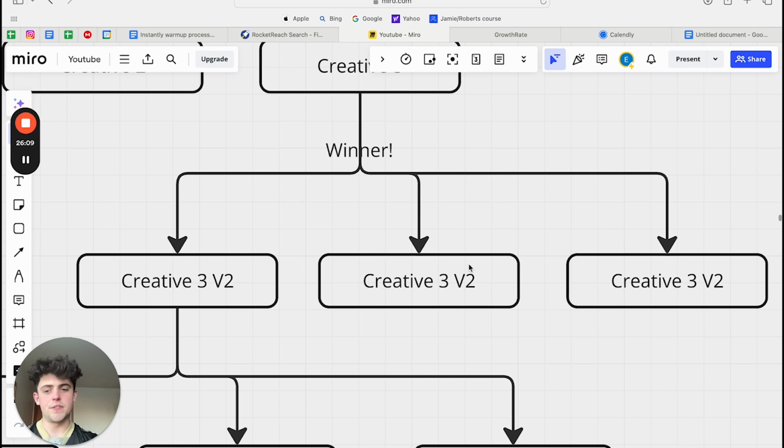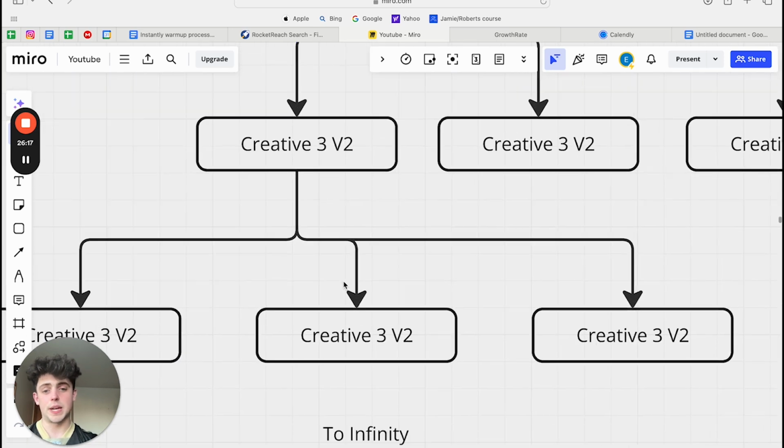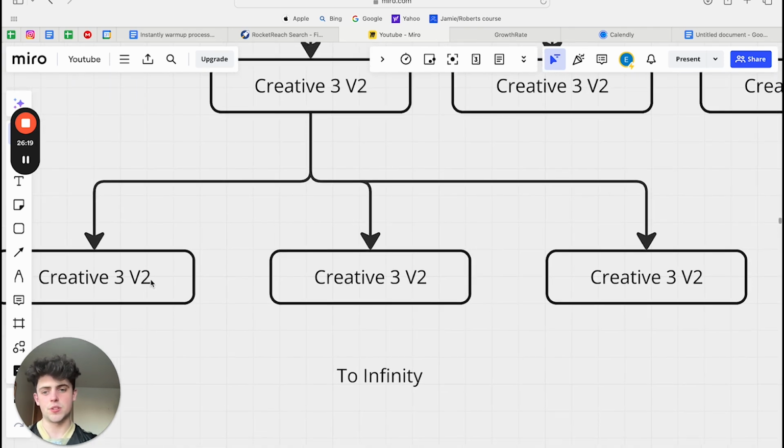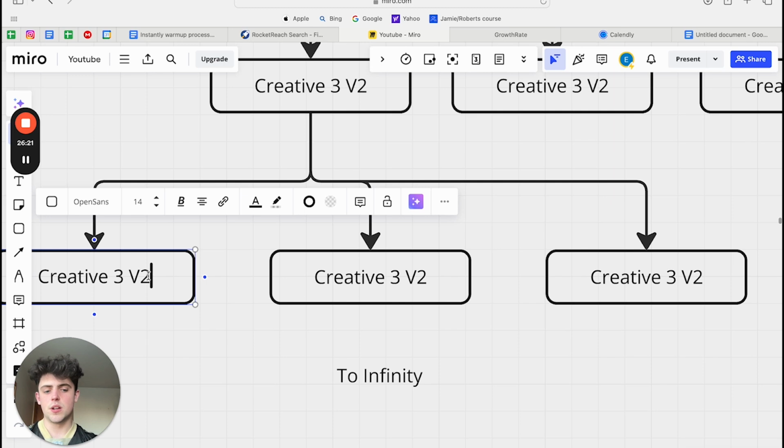Create 3 different variations that are similar to that winner. And then just repeat it, man. Just find the best one out of that second iteration, make a third iteration, and just keep going. So that should actually say V3. But you get the point. I'll do that for all of them, but you get the point. And just keep going. So yeah, that is essentially ads.